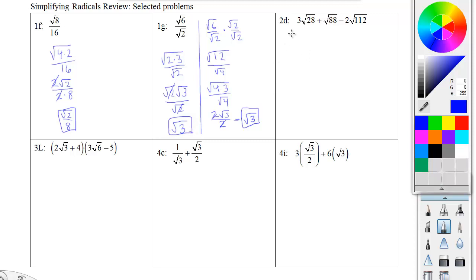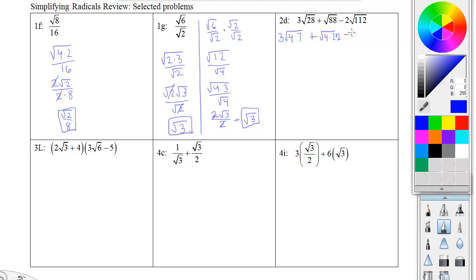Alright, so next problem, 2D from the worksheet. We have to take each of these radicals and break them up into their simple radical form to see if they can combine with anything. So I'm going to use 4 and 7. Now 88 could be 8 times 11 or 4 times 22, I think would be better.